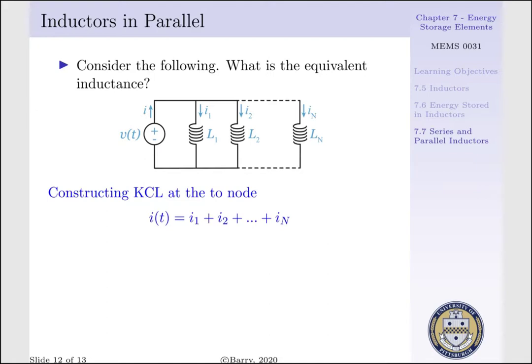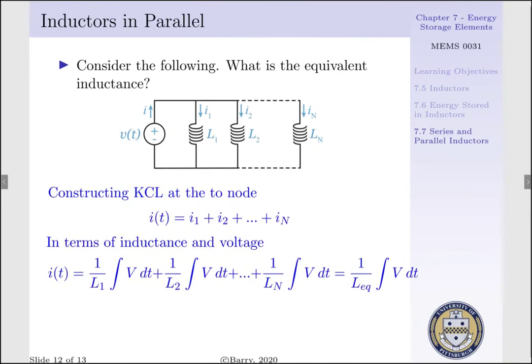In terms of the individual inductances and voltages, I of t would be equal to 1 per L1 times the integral of V dt, plus 1 per L2 times the integral of V dt, plus all the way up to 1 per Ln times the integral of V dt. Since these elements are in a parallel configuration, they share the same voltage potential across. Thus, our current running through our system could be expressed as 1 per LEQ times the integral of V dt. Thus, we can say our equivalent inductance can be expressed as follows.